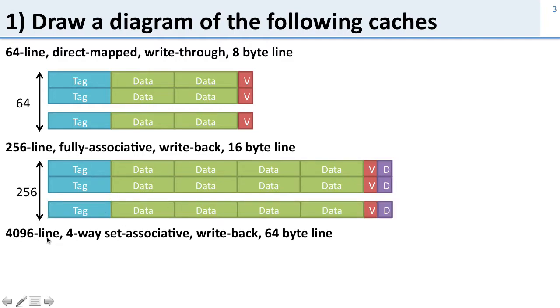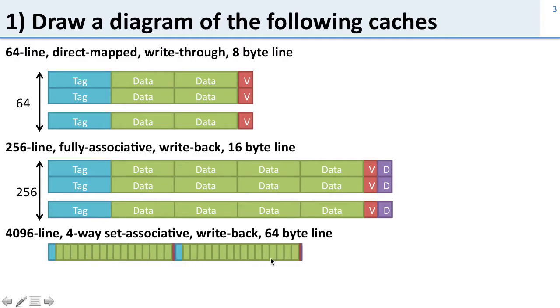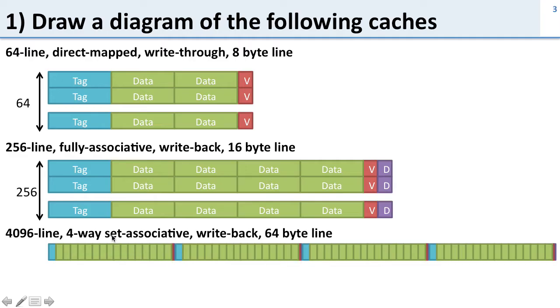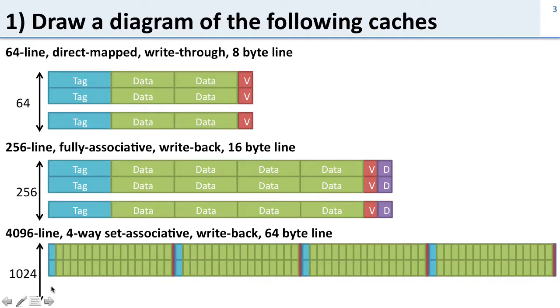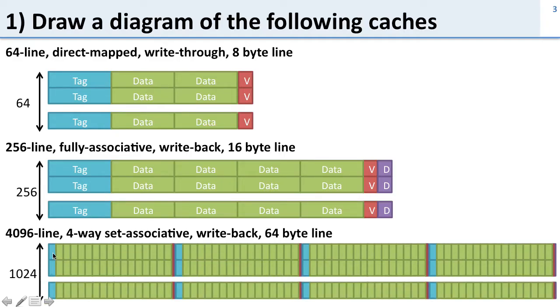The last one has 4096 lines, four-way set associative, write-back, 64-byte lines. So we're going to have a whole bunch of these, 16 words per line, and a valid and a dirty bit, and then another 16, another, and another. And this is four-way set associative. So in each set, we're going to have 4 lines here, and then we're going to have 1024 sets. So it's 1024 sets times 4 ways per set gives us our 4096 lines total.